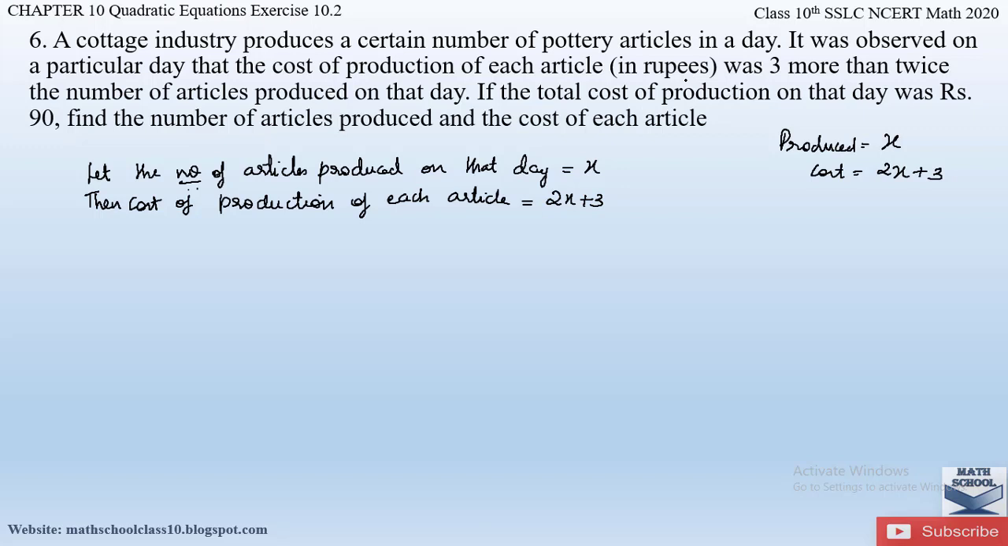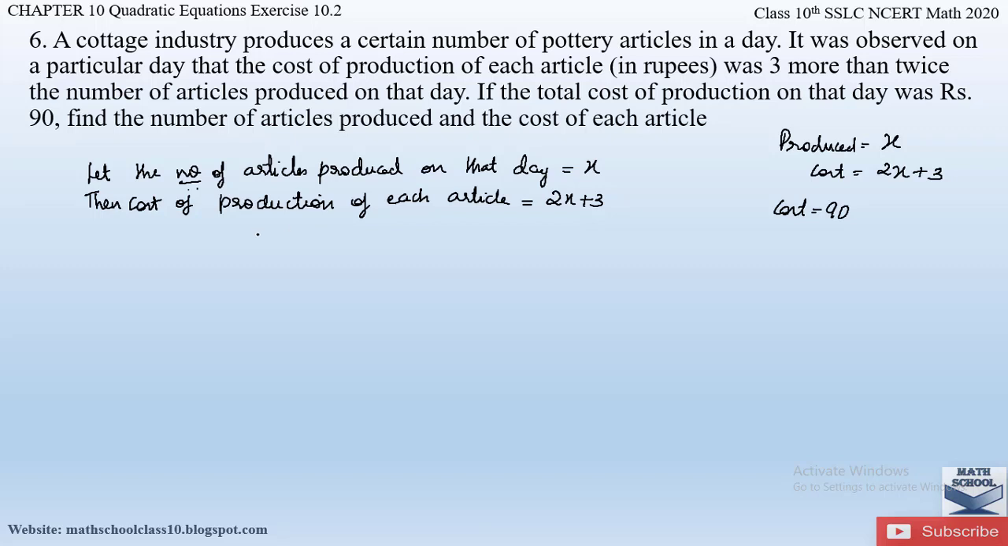Now what is given in the question? The total cost of production on that day was rupees 90. Total cost is given by what? The number of articles produced into the cost of each article will give you the total cost.